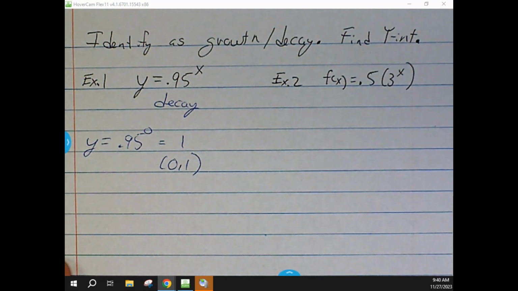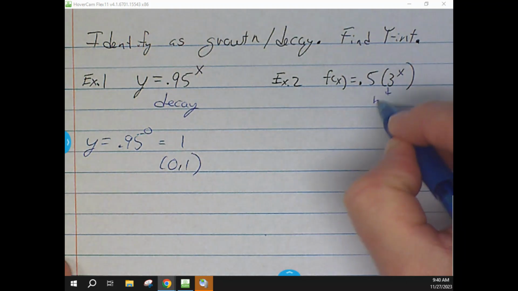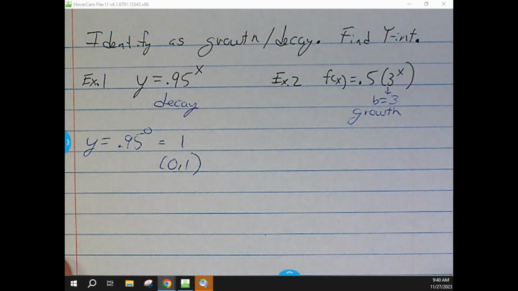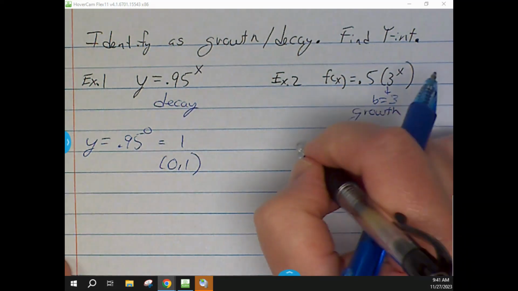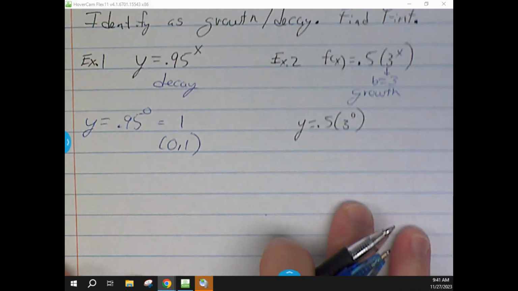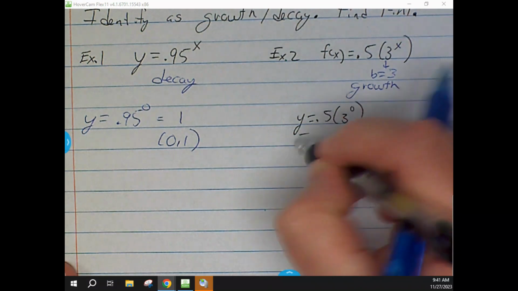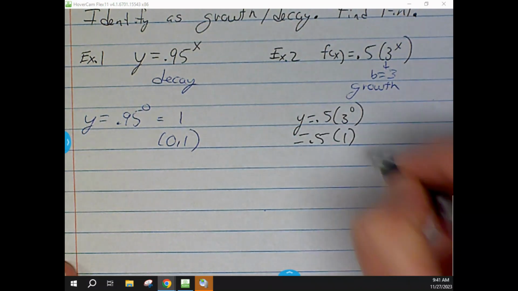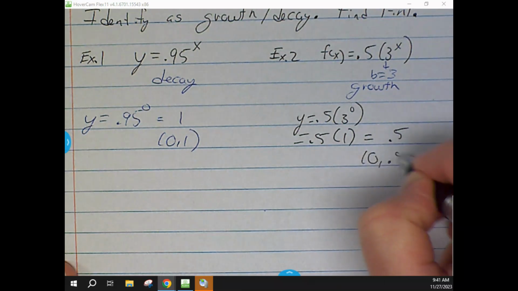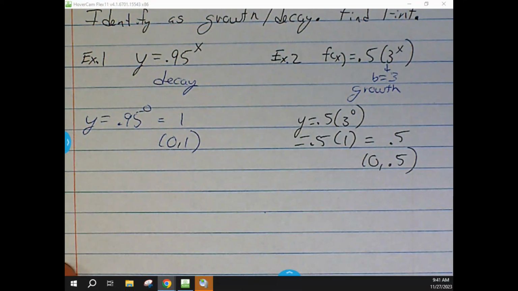So let's say it's 0.5 times 3 to the x power. In this case, your base is 3, so that's growth. If you plug in 0, you do still get 1 for this part. It's still 3 to the 0 power, which is 1, but then you multiply that by a half, which means in that case it's going to be 0.5. So for that one, your y-intercept would be at (0, 0.5), or a half.